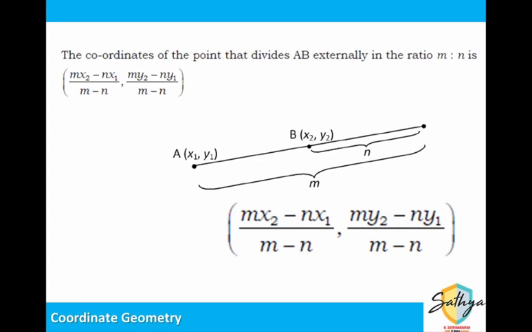So remember guys, the formula has addition if the point is between the two given coordinates, internal division, and the formula contains minus signs when the dividing point is outside the given coordinates, when the division happens externally.